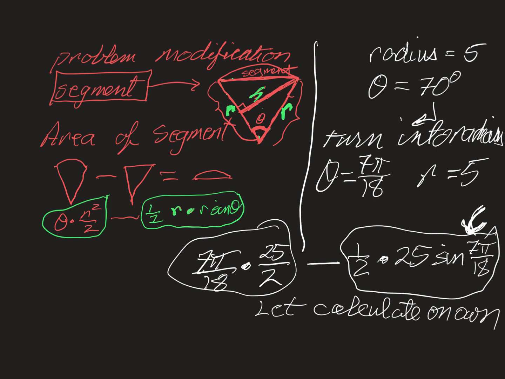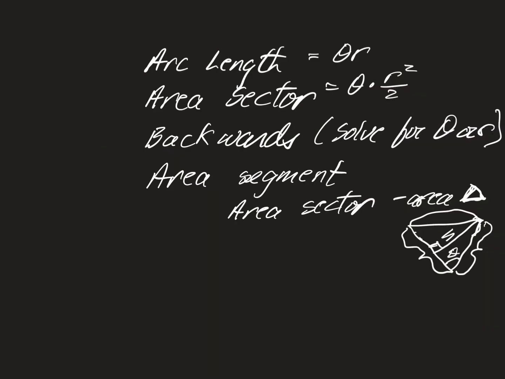And so by taking the area of the sector minus the area of the triangle, we get the area of a segment. So in conclusion, and so in review, we have arc length equal to theta r, area of the sector equal to theta r squared over 2. We have the backwards problems where you need to solve for theta or r. And then finally, we have the area of a segment, which is the area of a sector minus the area of a triangle. And then a little reminder here, if these are your radius and you're looking for this segment, it's okay to draw an altitude to one of the radii so you know it, and then use the other radii to help you solve for the height.